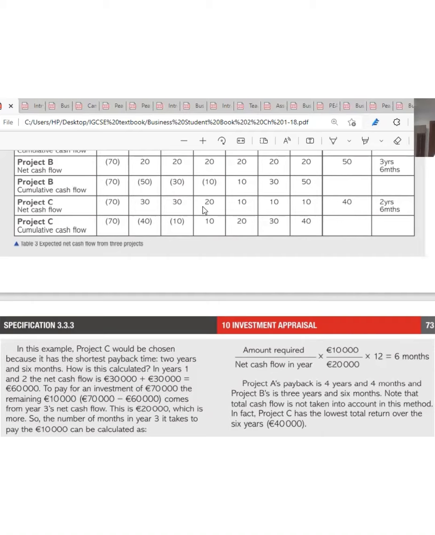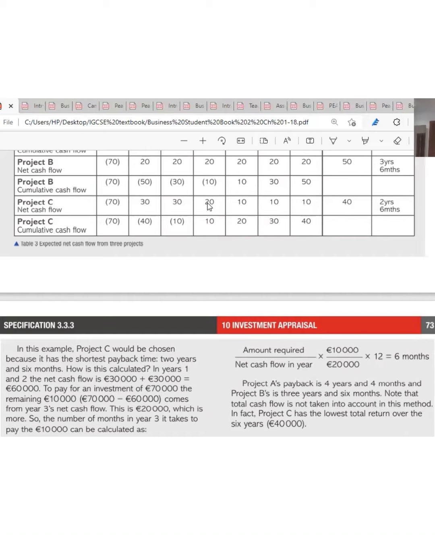So in the third year, you're going to make an inflow of 20,000. So that means you'll be able to pay the 10,000 in the third year. That means in the third year, the payback period will be within the third year, so 2 years and some few months. How will you be able to calculate the few months?